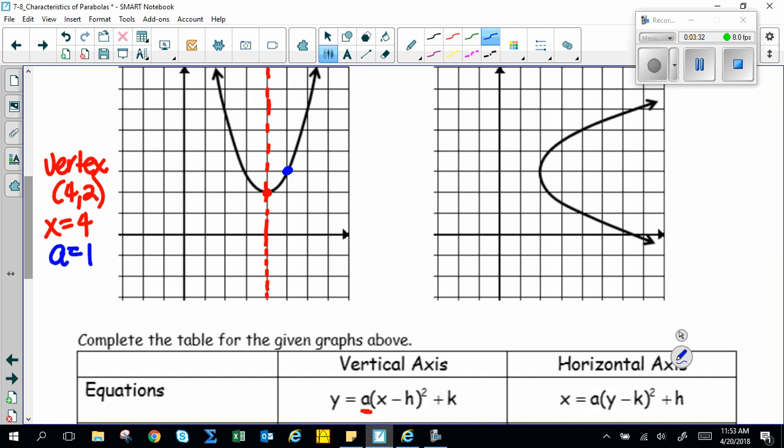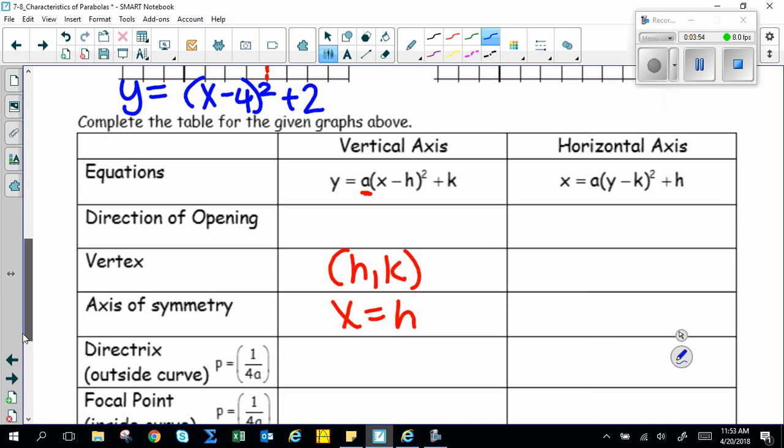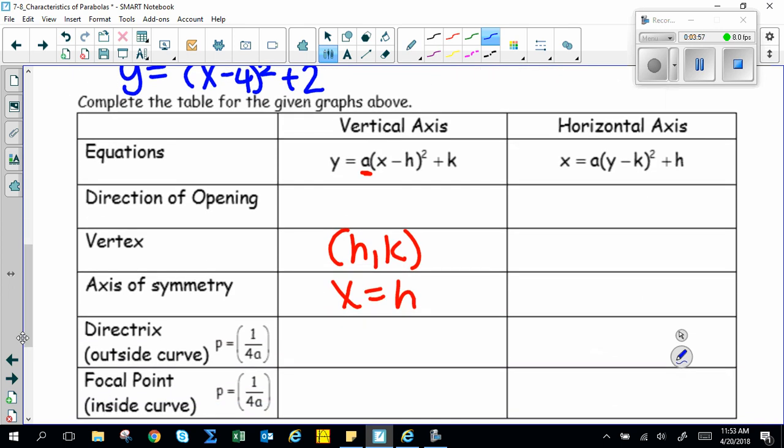A equals 1. So if I have h, k and I have a, I am able to write the equation of this parabola, right? y equals my a value, which is 1, (x minus 4) quantity squared plus 2. That's stuff we did first semester. Now, the only pieces that are new now, and we know this is concave up. So when our a value was positive, we had a concave up parabola. And when our a value was negative, we had a concave down parabola. So here we were concave up.